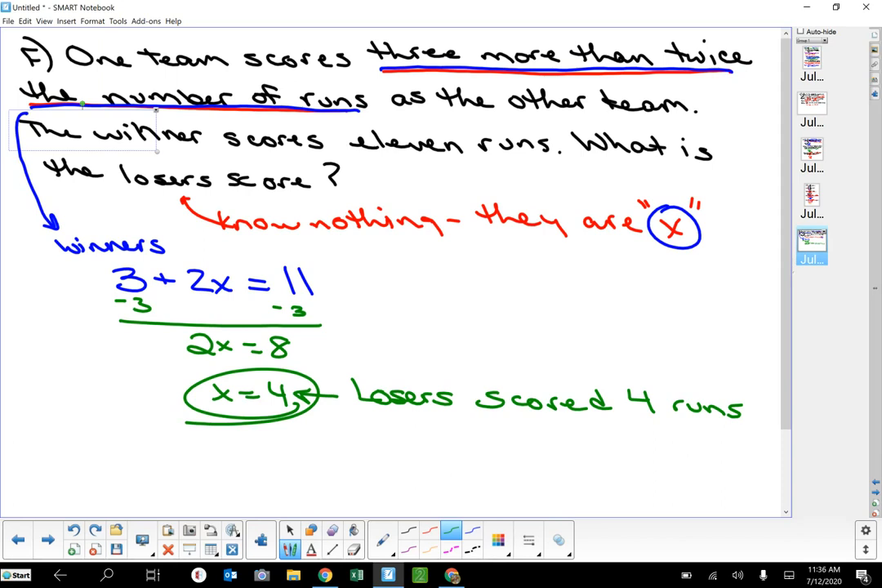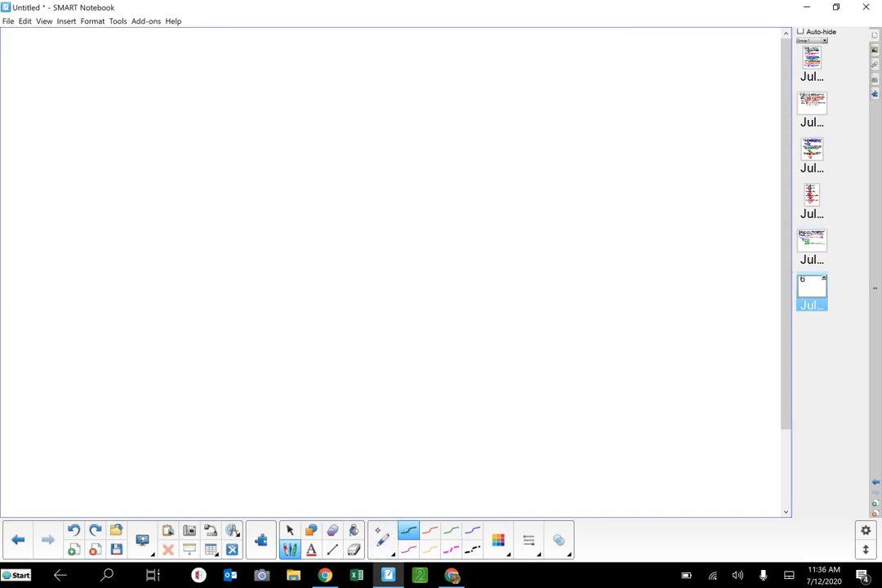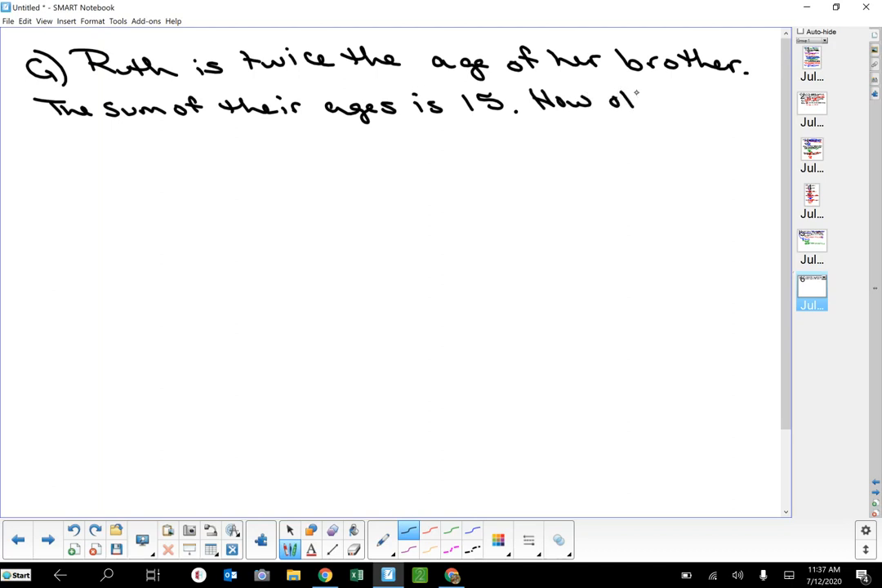Okay, G. This is problem G. Actually, I'm going to go put this on another page. Okay. Ruth is twice the age of her brother. The sum of their ages is 15. Now, if you're like me, I just went, oh, they're this old and this old. But I need you to show work. How old is Ruth's brother?